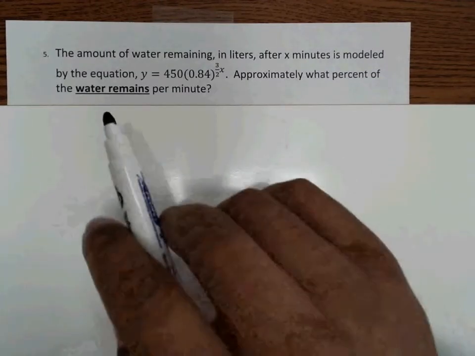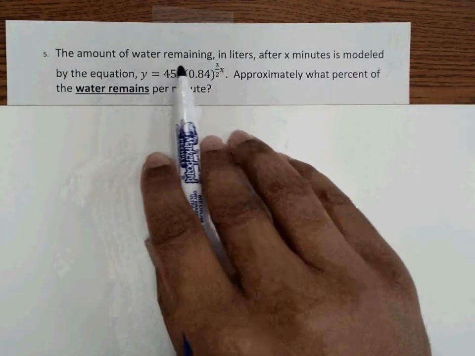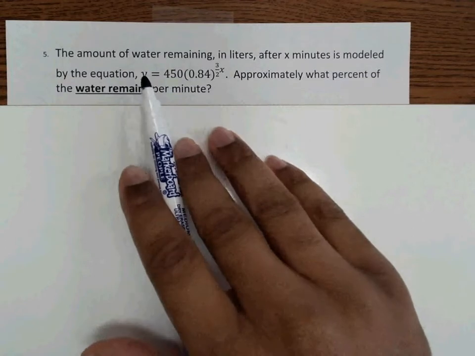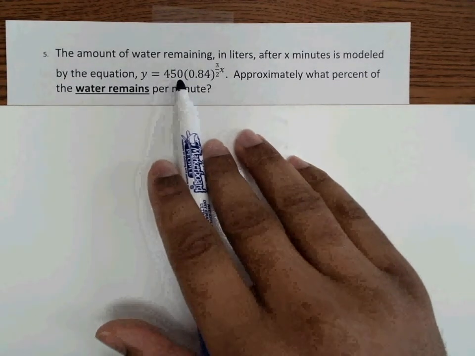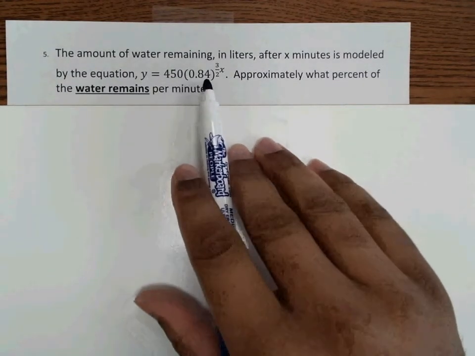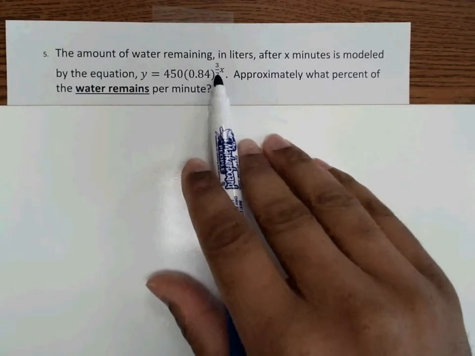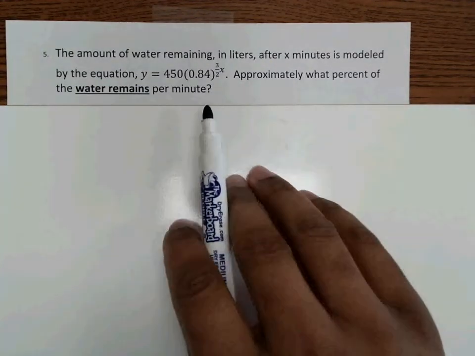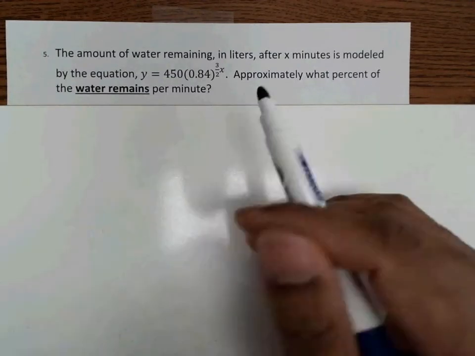So in video 3, the problem we have: the amount of water remaining in liters after x minutes is modeled by the equation y equals 450 times 0.84 raised to the 3 halves x. And this asks approximately what percent of water remains per minute.